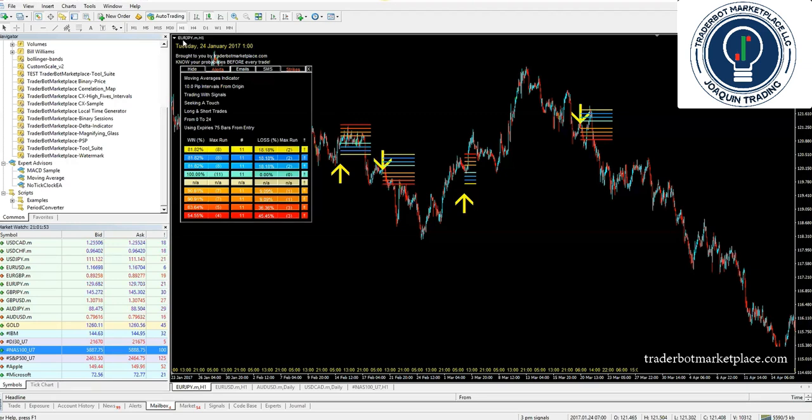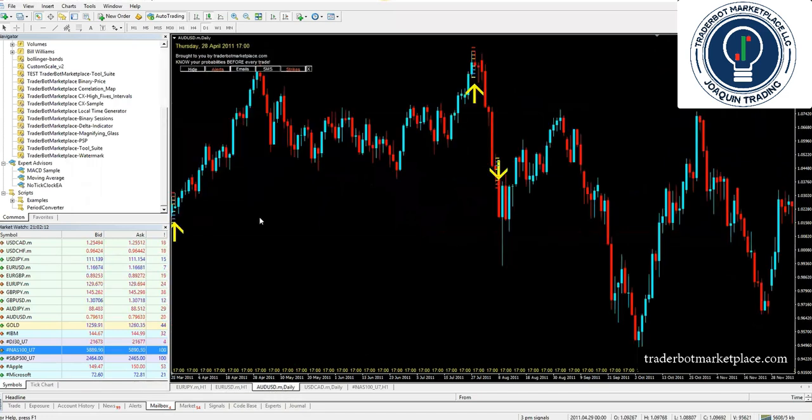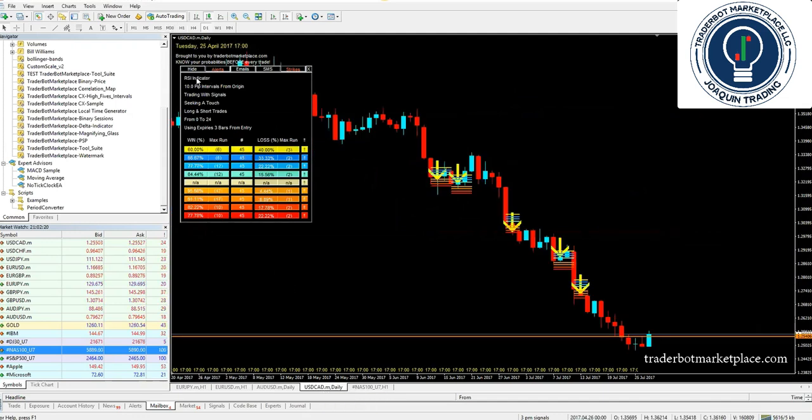Okay, so we're going to be looking at this one right here. This is the Euro Yen. If you want to pull up your chart and follow along, if you have the tool suite. If you don't, just follow along here. What we're trading with is moving averages. We're also going to be looking at the Euro US dollar with the CCI indicator, the Australia US dollar with the bar run, and the USD CAD with the RSI. I'm going to start with the RSI.